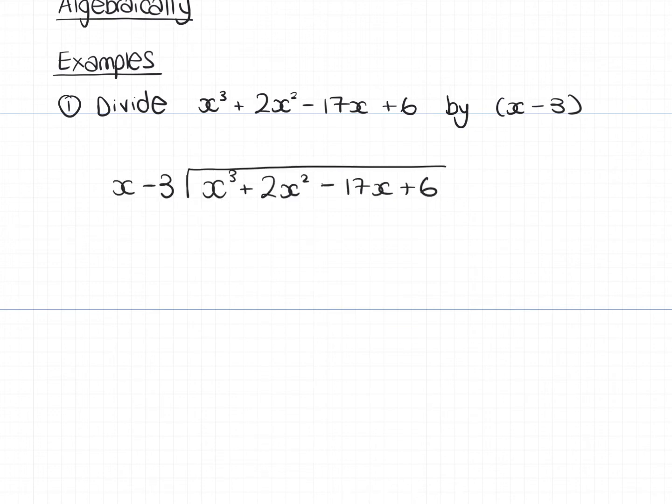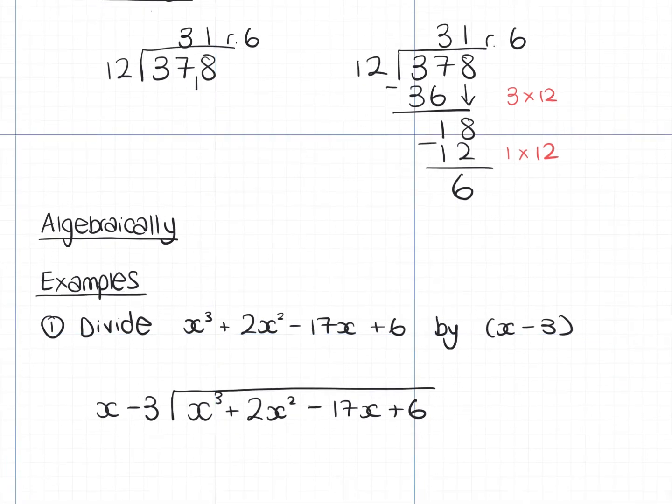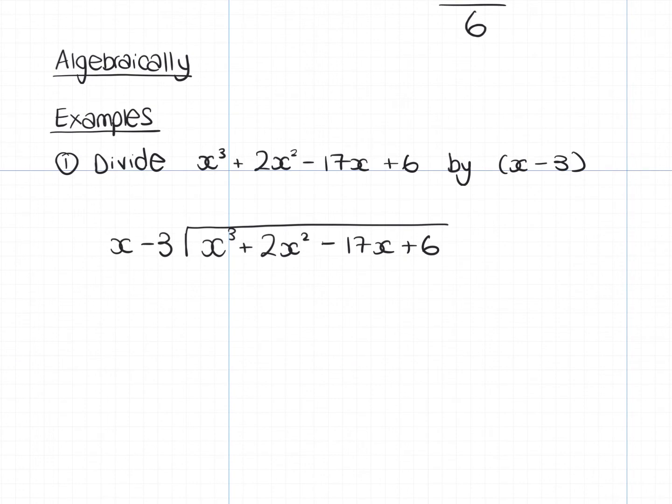So just like at the top, when we did it with numbers, we said how many times does 12 go into this 37. I'm going to look at this algebra one, and I'm going to say, how many times does this x minus 3 go into this first term. But ideally, I'm just going to look at this term and the x. So how many times does x go into x cubed? Or what do I need to multiply x by to make that x cubed? To get that x cubed, I need to times by x squared.